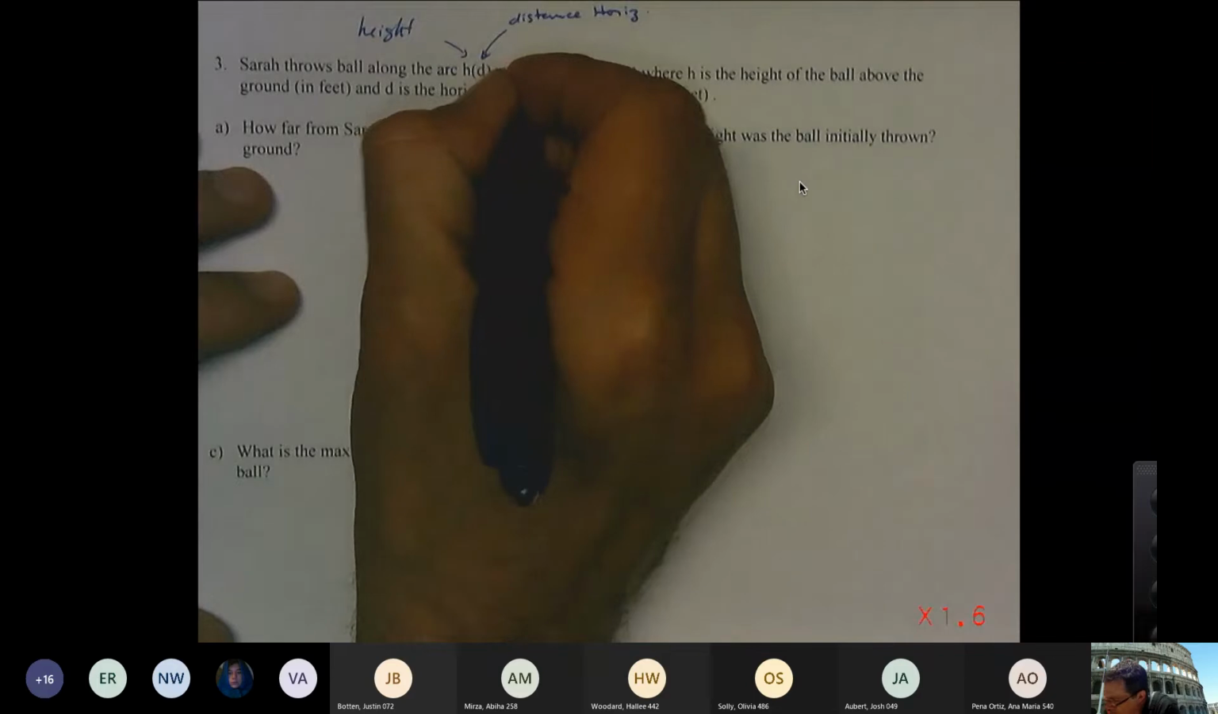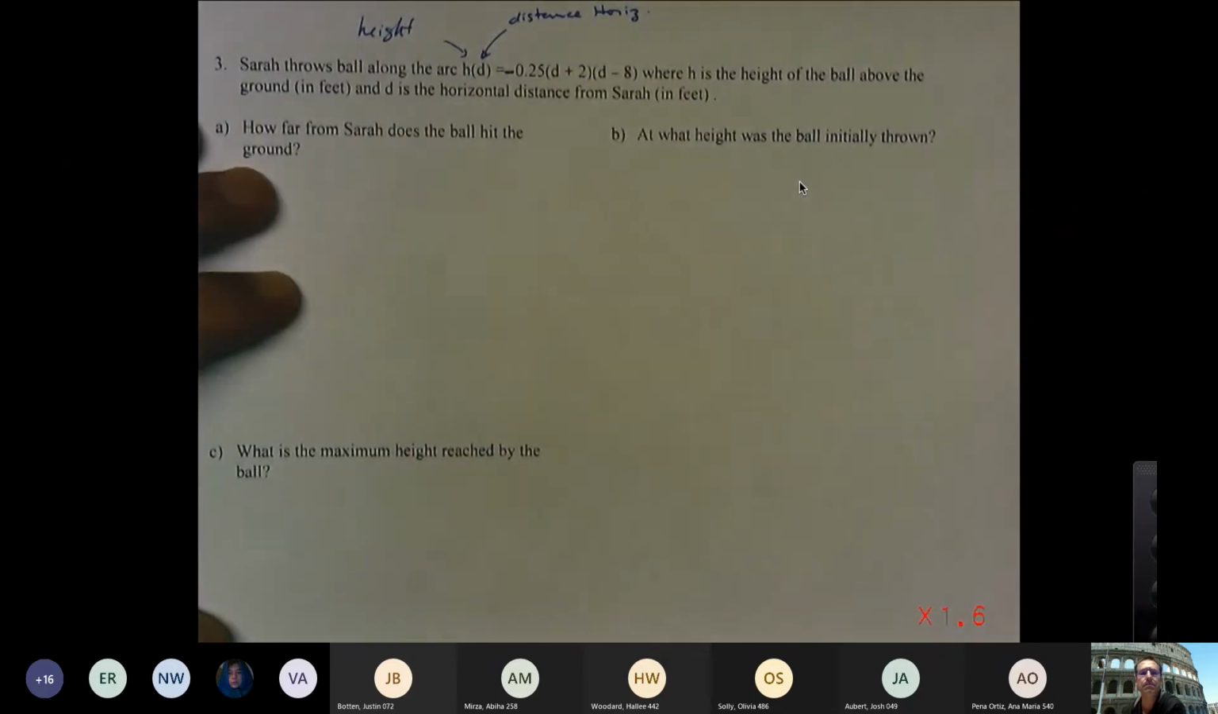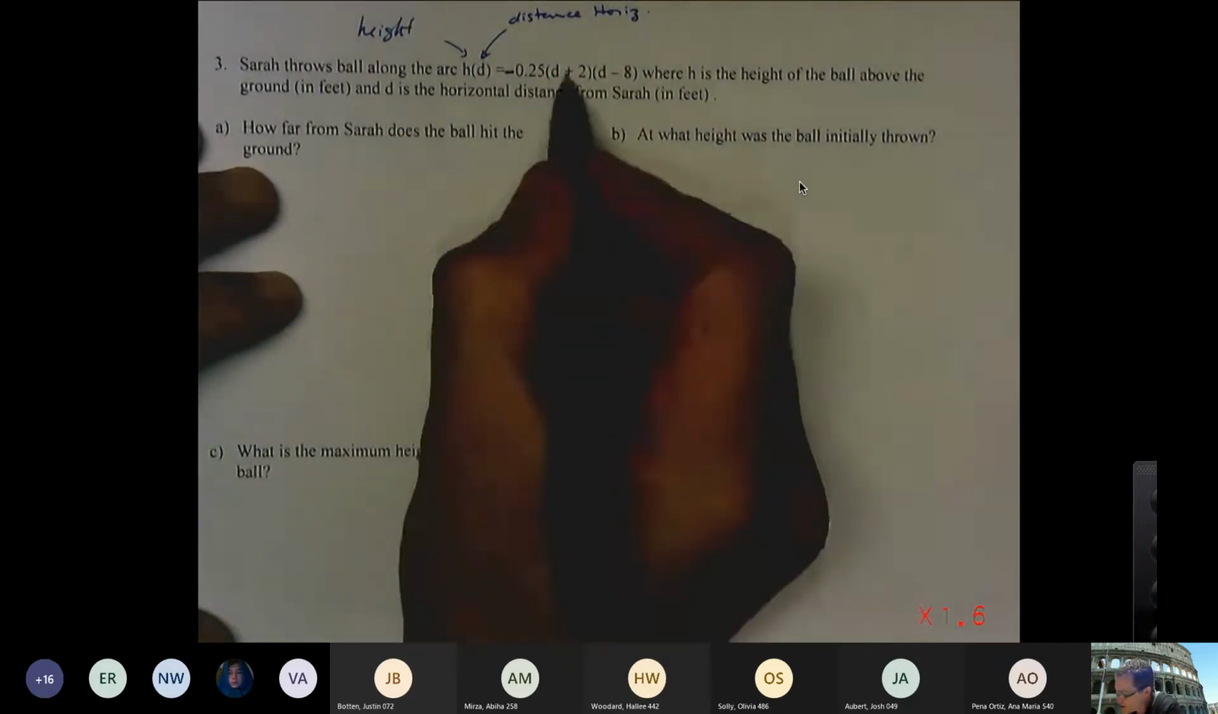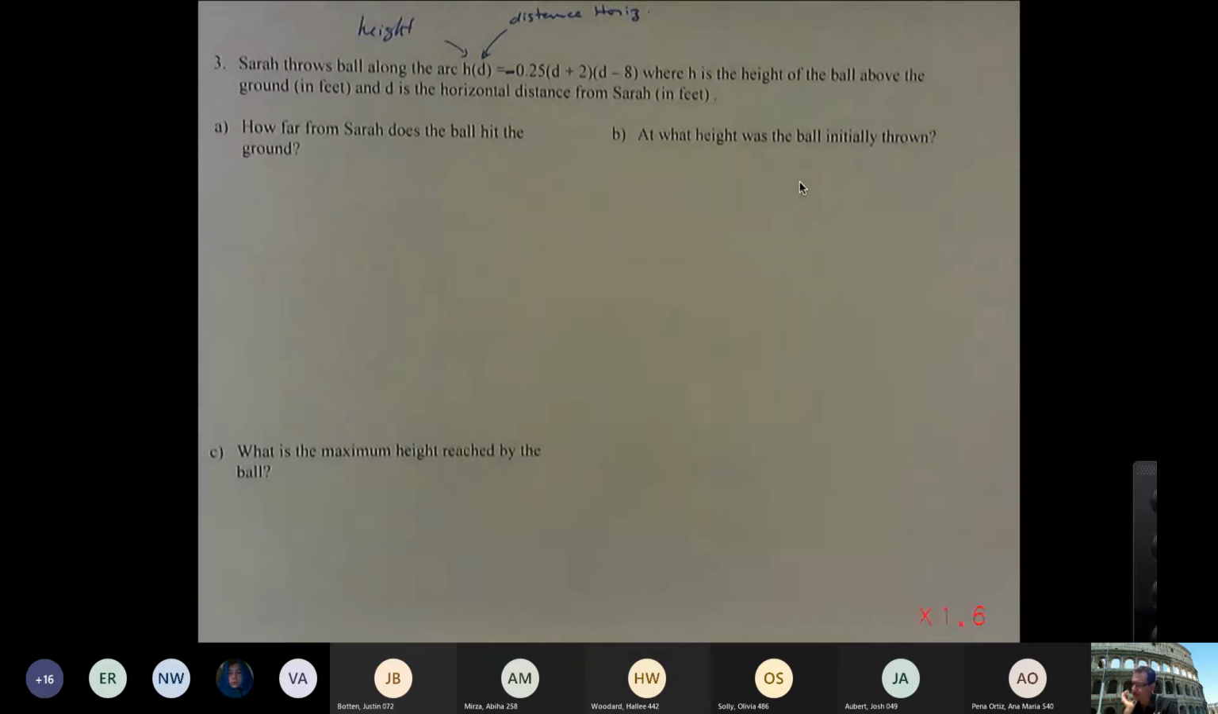Careful not to miss that negative. That's going to be important. And we've got d plus 2 and d minus 8.